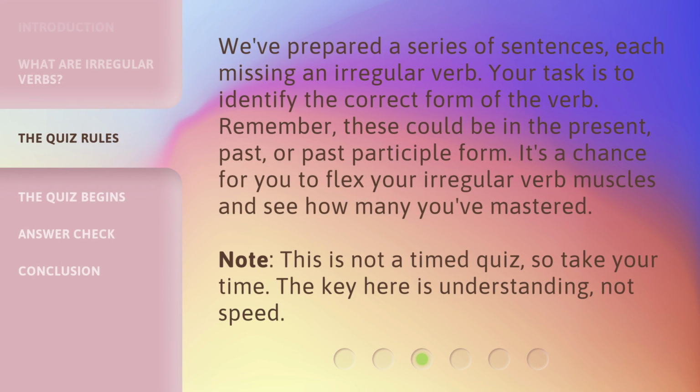We've prepared a series of sentences, each missing an irregular verb. Your task is to identify the correct form of the verb. Remember, these could be in the present, past, or past participle form. It's a chance for you to flex your irregular verb muscles and see how many you've mastered. Note, this is not a timed quiz, so take your time. The key here is understanding, not speed.